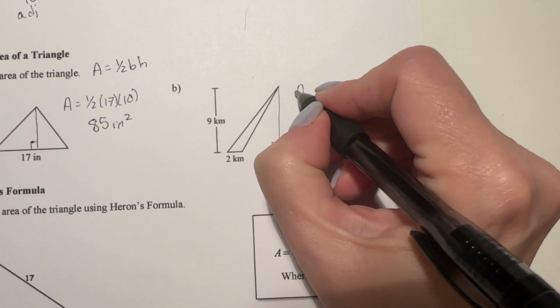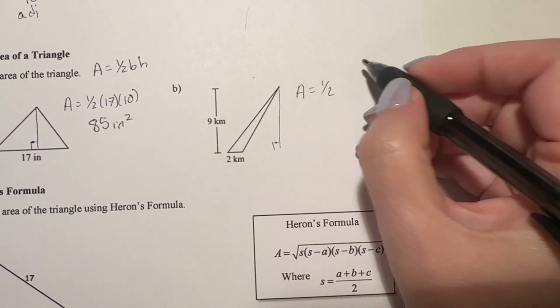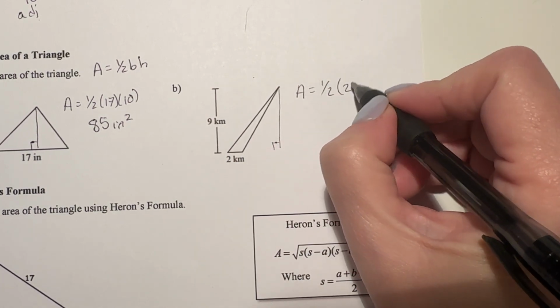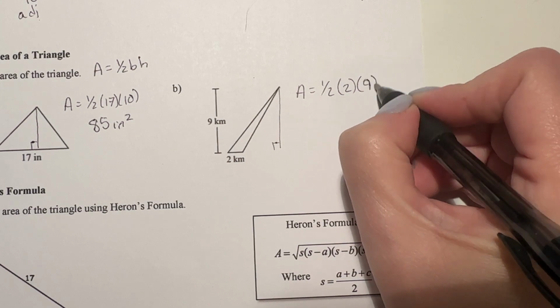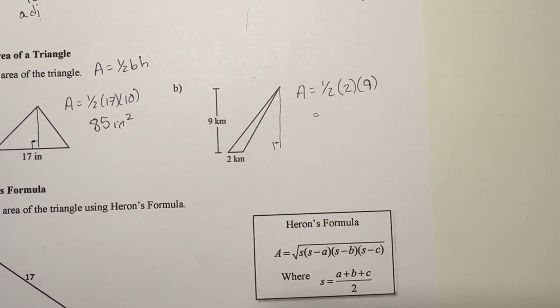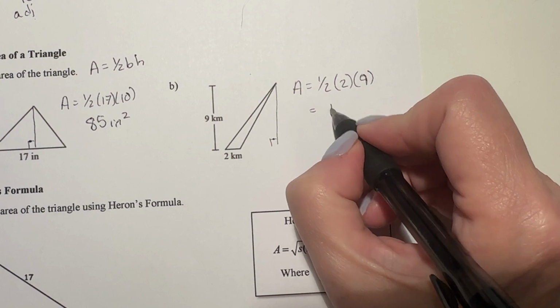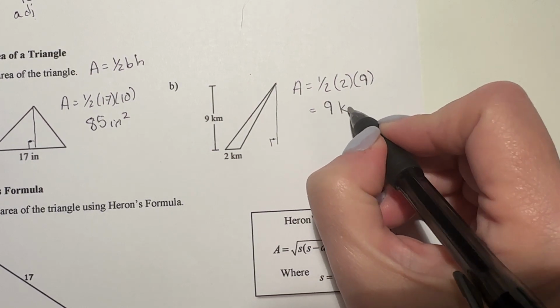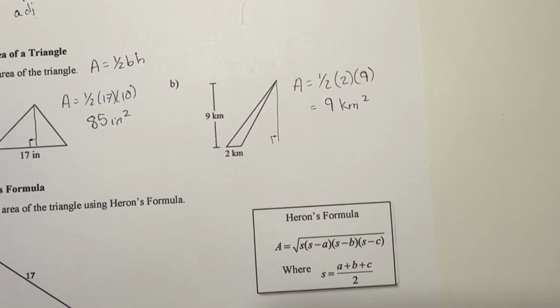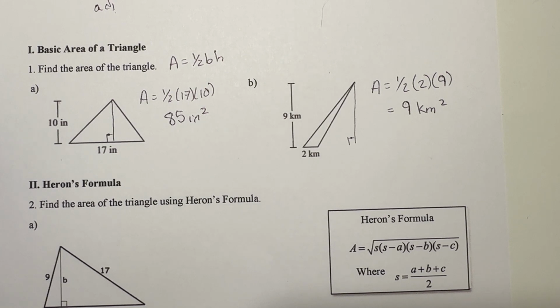So that's area equals 1/2. And your base on this is 2, and your height is 9. Okay, you're going to put that in your calculator. You will get 9 kilometers squared. Okay, so hopefully all of that's super familiar to you.